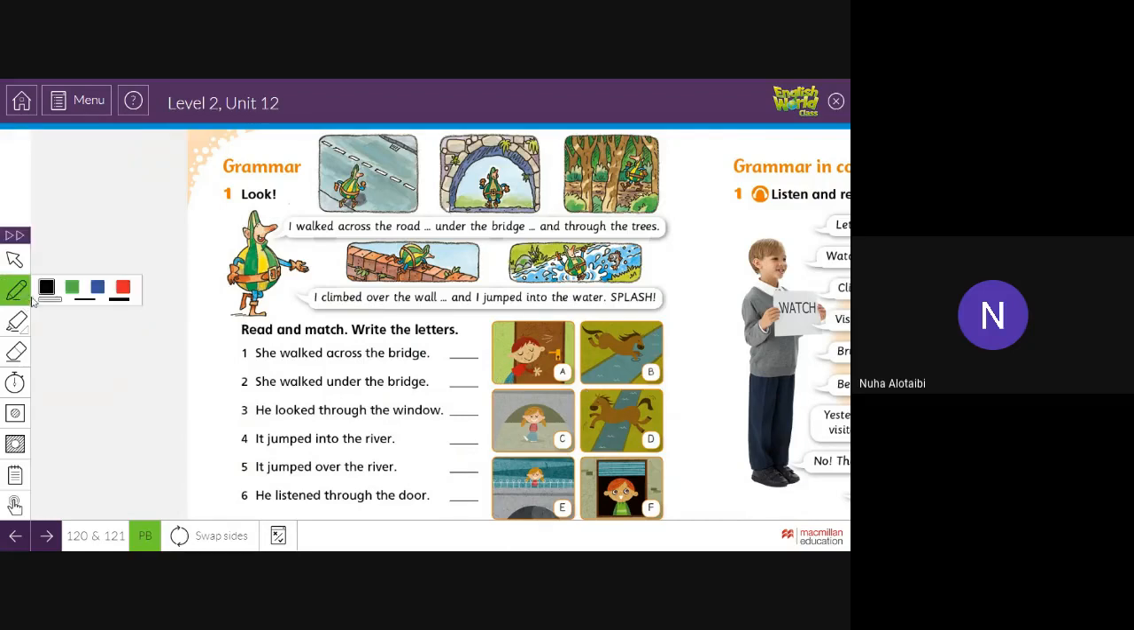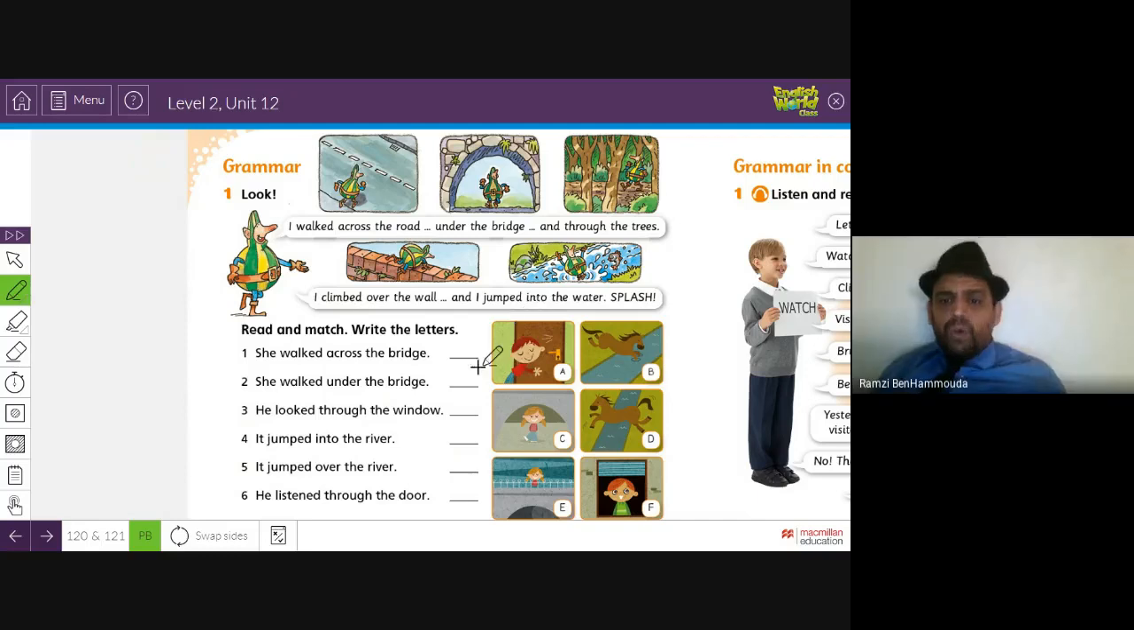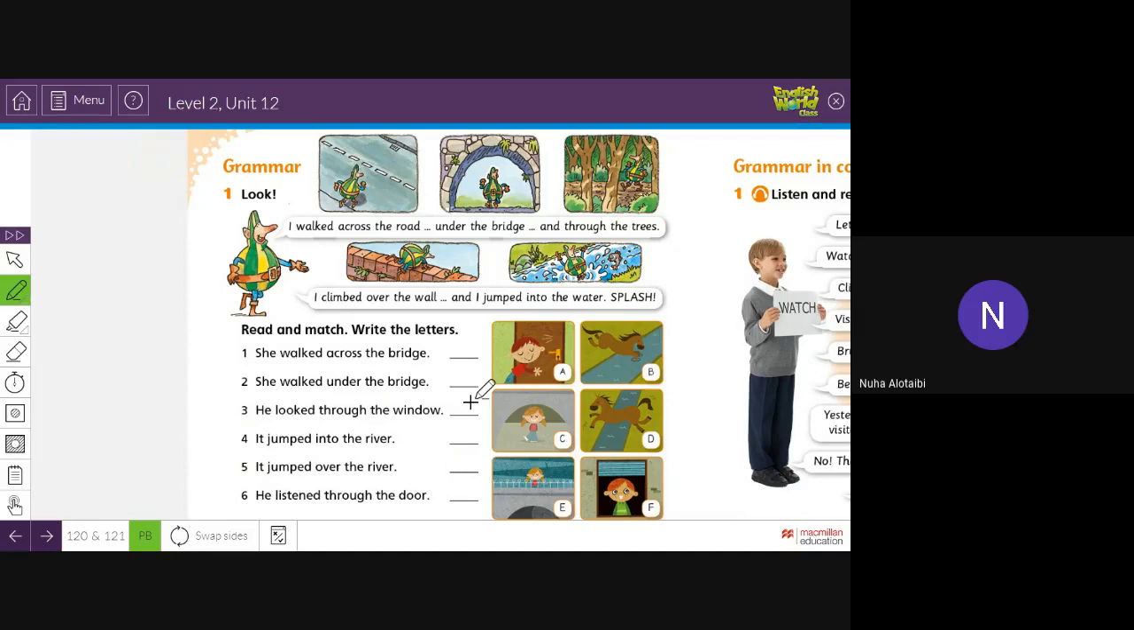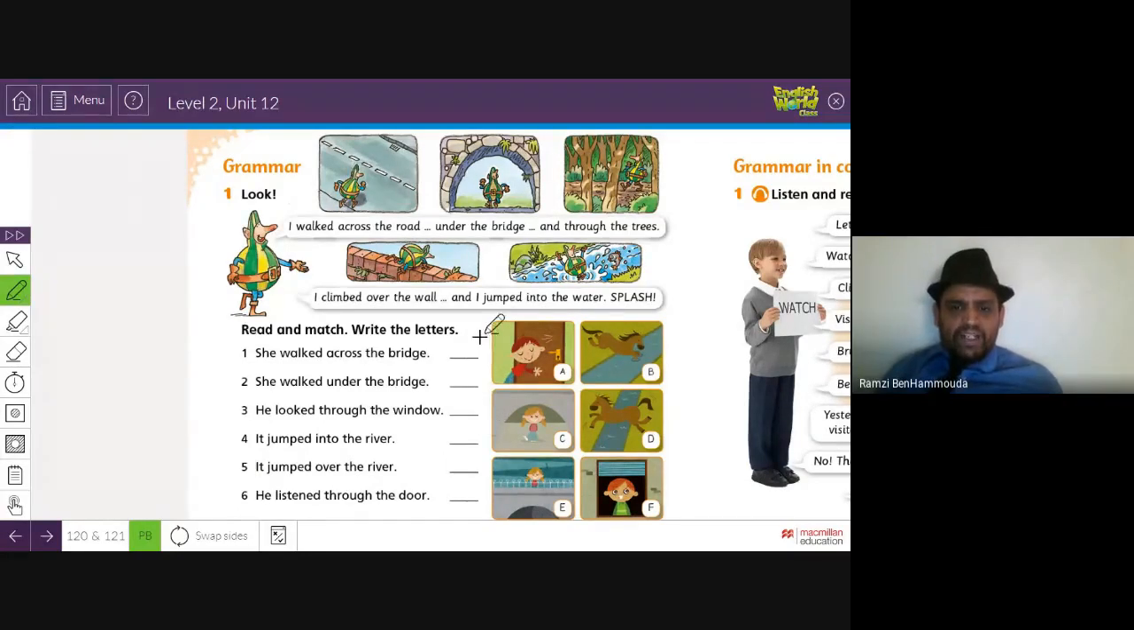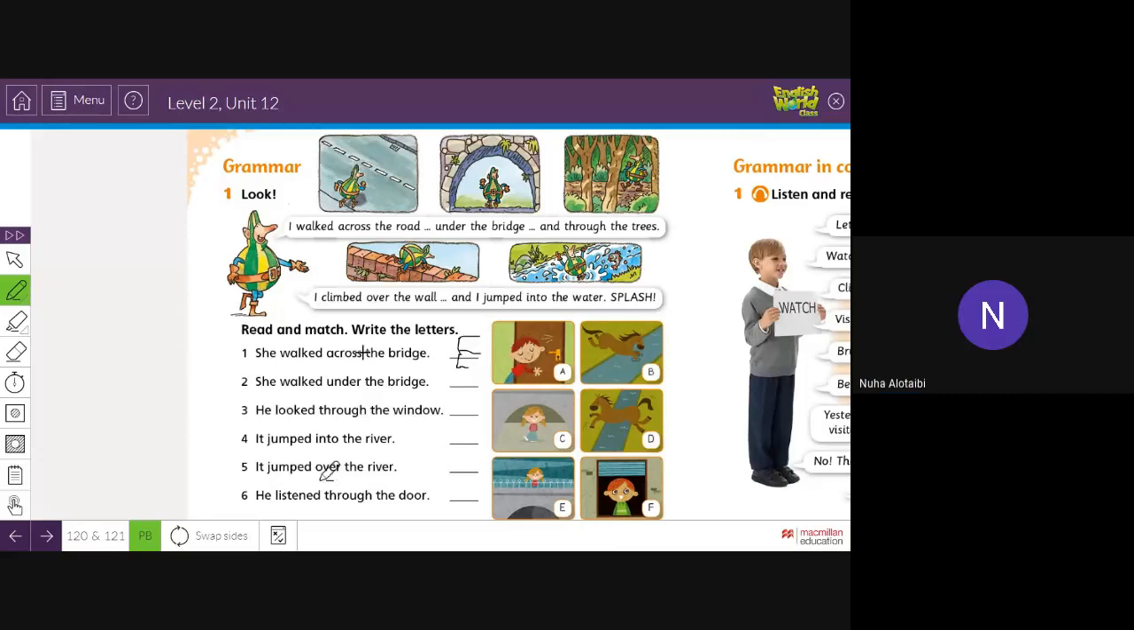She walked across the bridge. Okay, which picture, Mishal? She walked across the bridge. Across? Yes, across the bridge, not under the bridge. Across, E. Yes, it's picture E. Excellent. So please write E here. Capital.